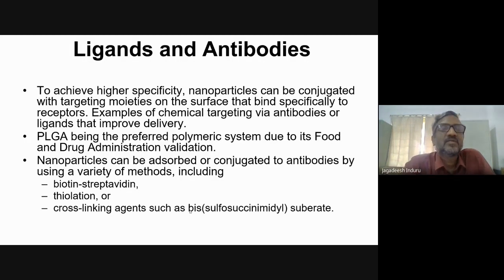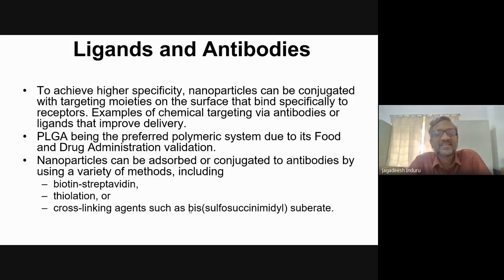To achieve this, we have ligands and antibodies. For active specific targeting, we use ligands and antibodies. They have specificity, and because of that, our targeting index will be very high, so the intensity of the drug action will be very high in the target organ. To achieve high specificity, the nanoparticle can be conjugated with targeting moieties on the surface that bind specifically to the receptor present on the organ, cell, or intracellular organelle. So this comes under chemical targeting.